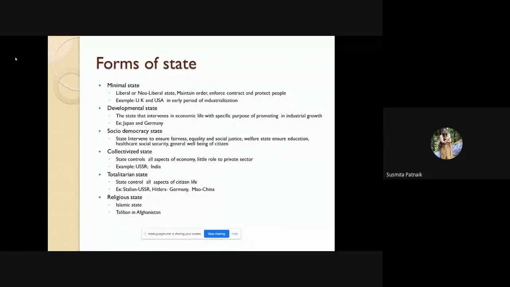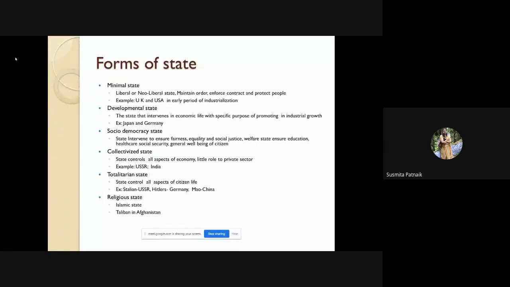Therefore the state is called a necessary institution, and also an evil institution. Why is it called an evil institution? When the state ignores all its duties and encroaches upon the rights of the people, then it is called an evil institution. You can take the example of the UK and USA. In the early period of industrialization, the state at that time was called a minimal state.